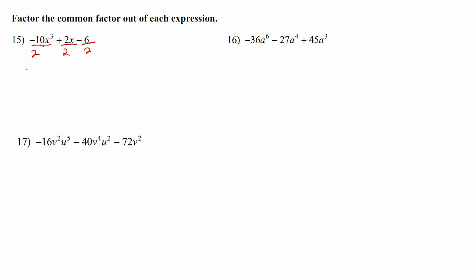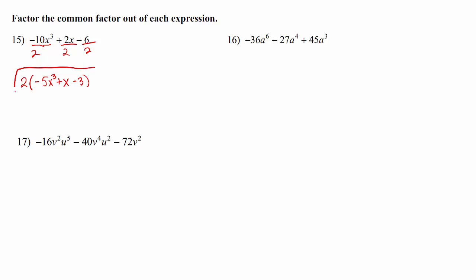So what I need to do is write what I divided by on the outside of a set of parentheses, and then go ahead and divide. Negative 10 divided by 2 is negative 5. The x stays the same because we didn't divide by an x. 2 divided by 2 is 1, so then I just have 1x. And then negative 6 divided by 2 is negative 3.